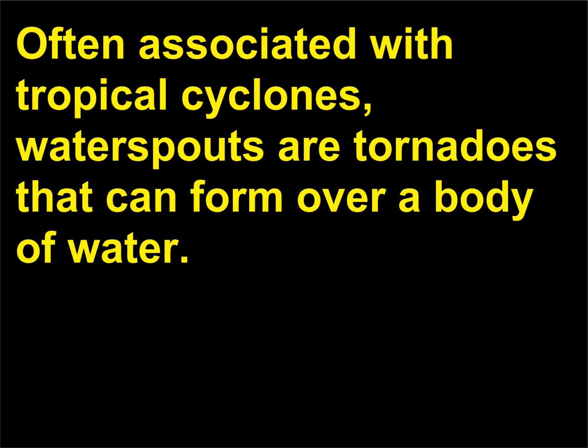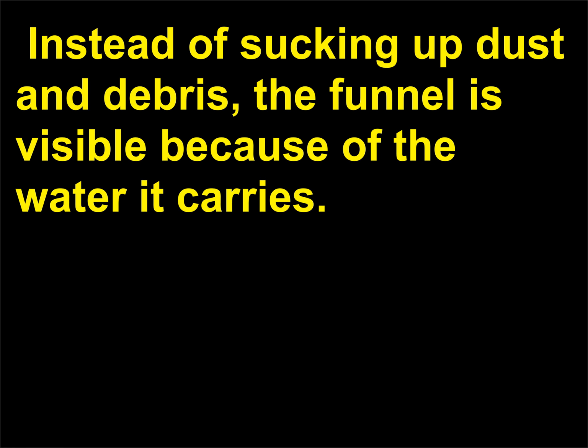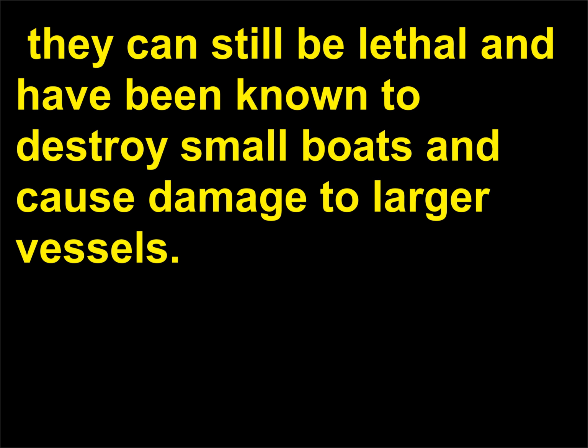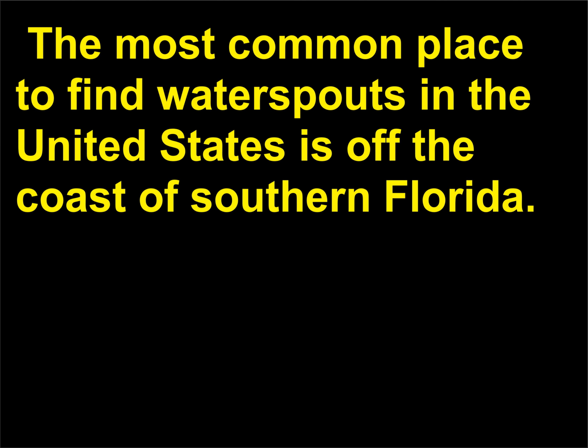Often associated with tropical cyclones, waterspouts are tornadoes that can form over a body of water. Instead of sucking up dust and debris, the funnel is visible because of the water it carries. While they tend to be weaker than tornadoes, they can still be lethal and have been known to destroy small boats and cause damage to larger vessels. The most common place to find waterspouts in the United States is off the coast of southern Florida.